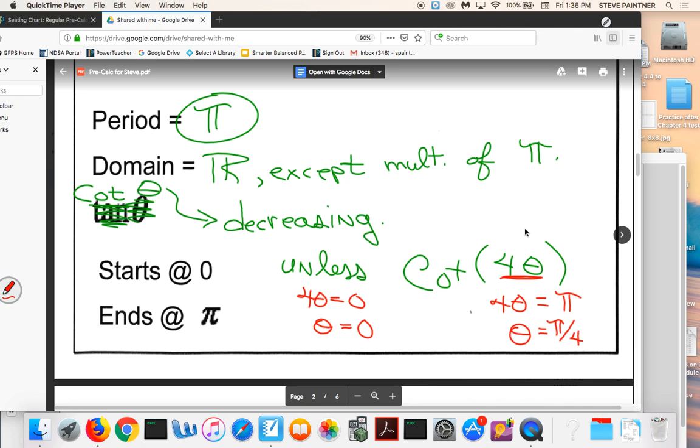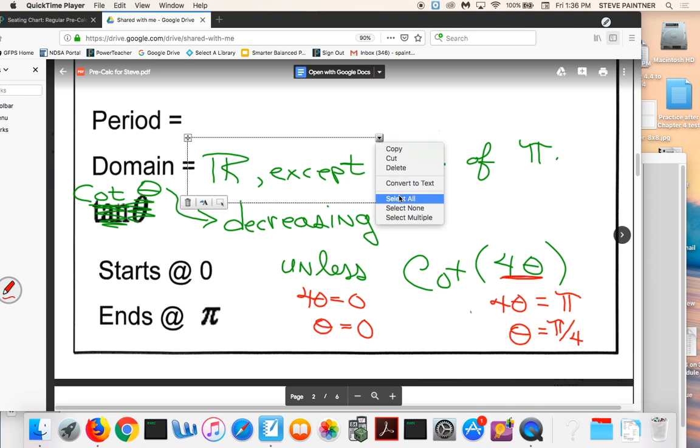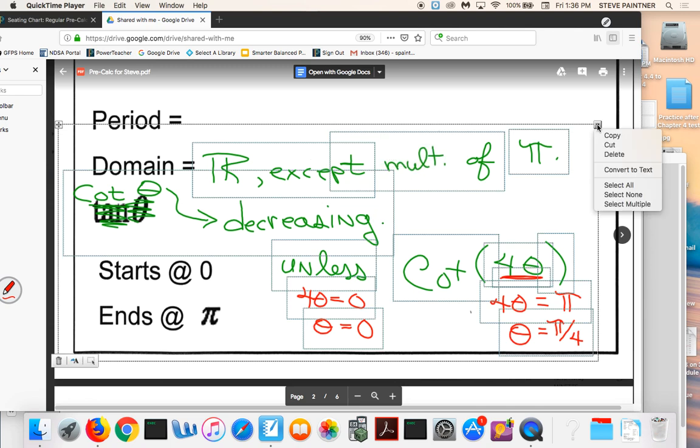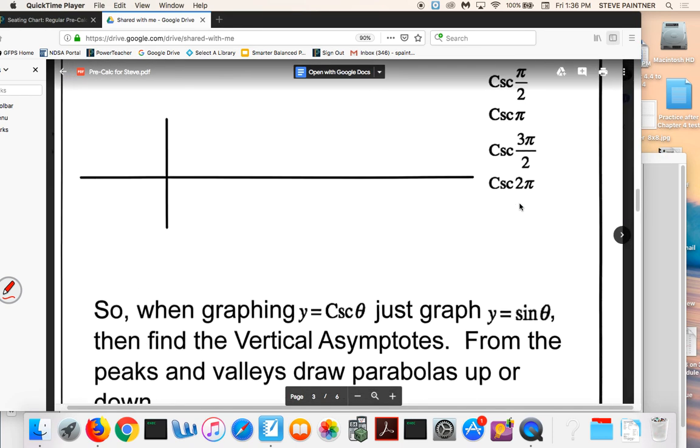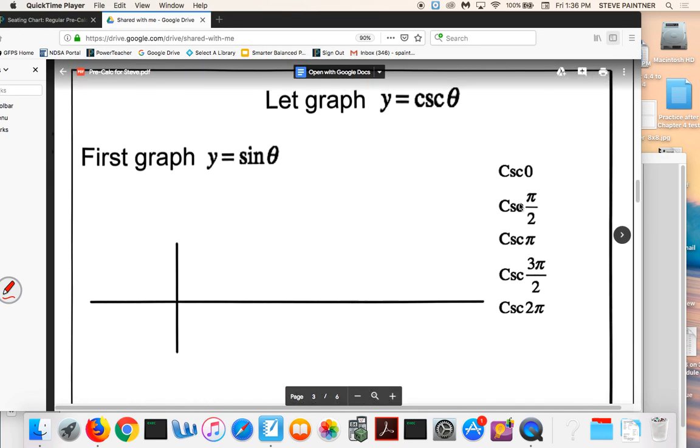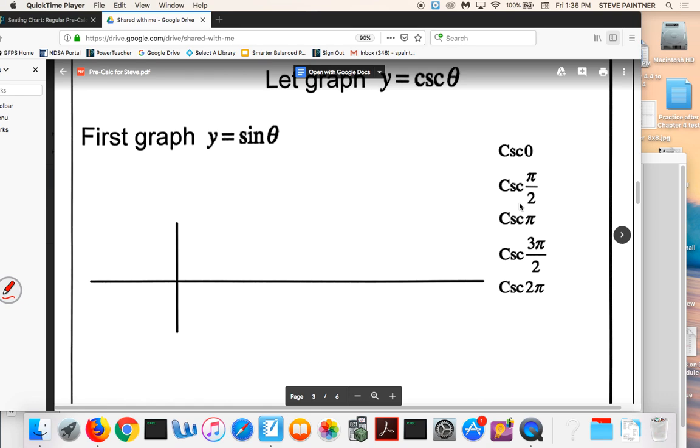Now let's do what? Is it cosecant or secant? I can't remember. Cosecant. Okay, cosecant. Okay, hang on. Okay, cosecant. Okay, got it. That's good enough. Okay, here we go. Let's graph y equals cosecant of theta.